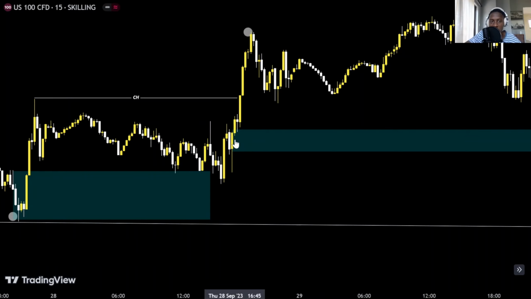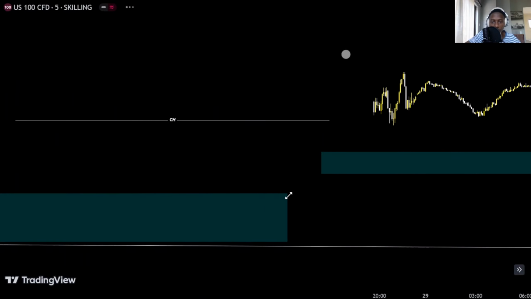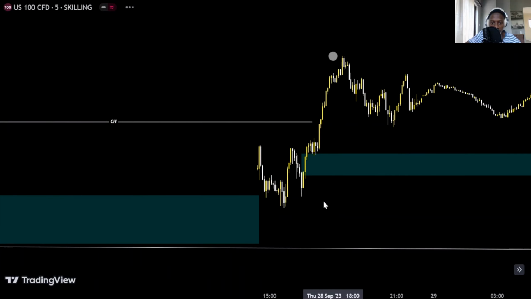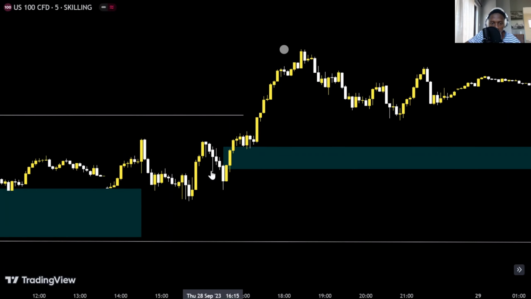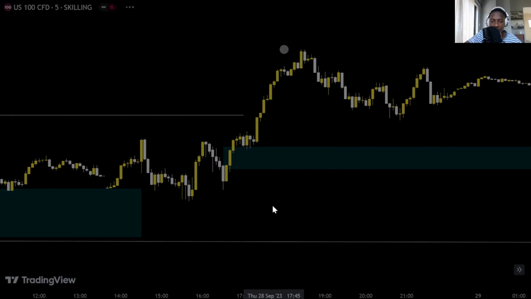So now here's a situation. This is a purge of liquidity on the lower time frames. I could go on the lower time frame just to show you. As you can clearly see, there was a purge of liquidity that happened over here. We go on to the 15-minute time frame.